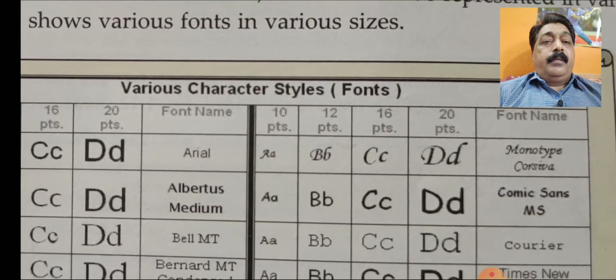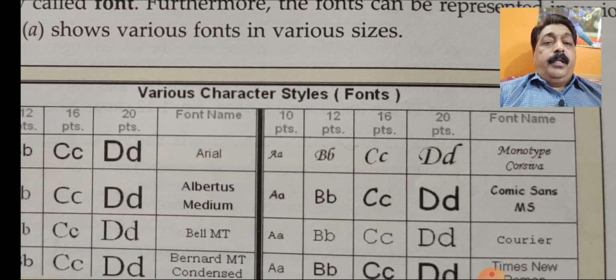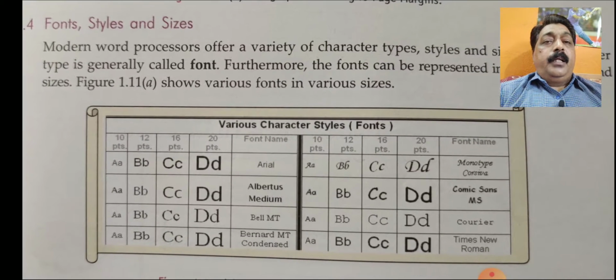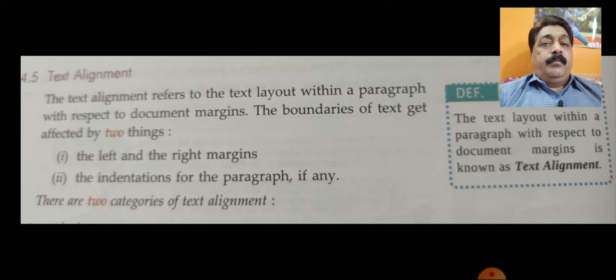Various styles are given there. Arial font is there, Bell MT is there, Times New Roman is there, Comic Sans is there, Monotype Corsiva is there. Like this, many fonts are there. If some are not there, then we can also download them from somewhere else and use them on our system.